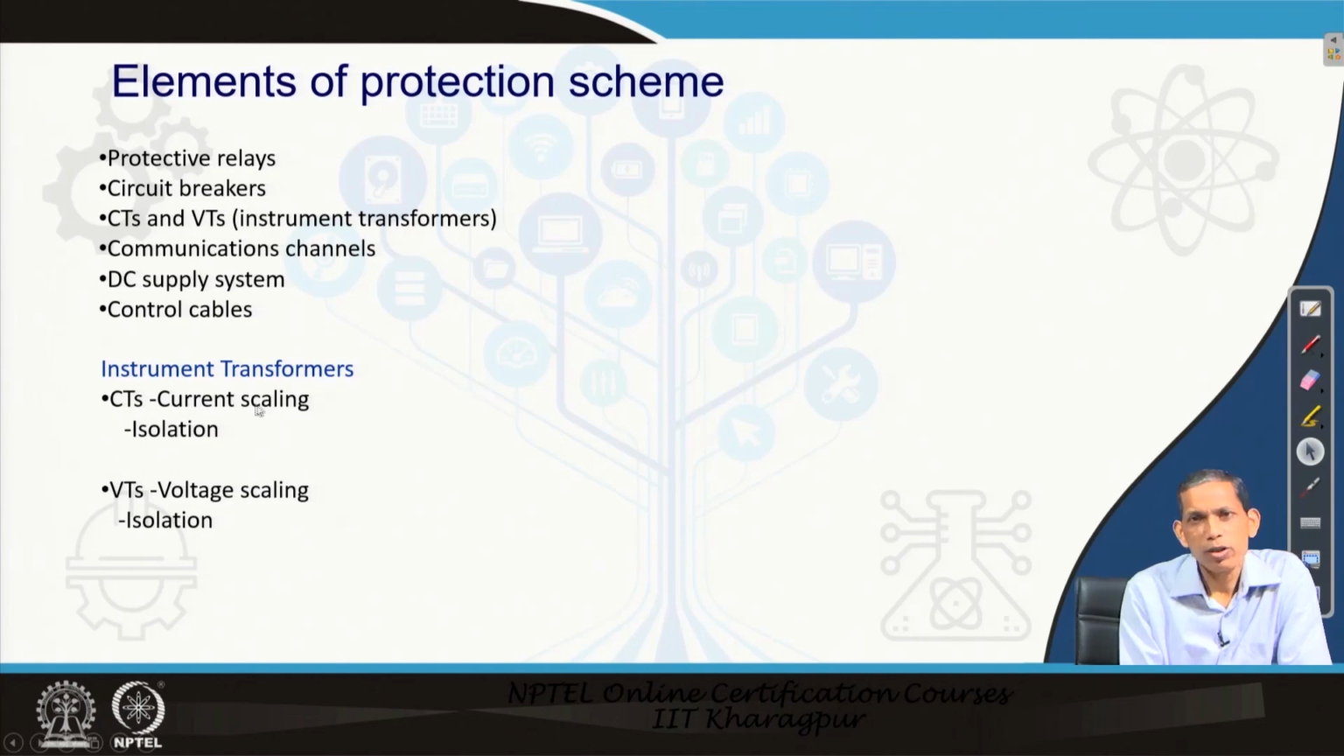The instrument transformers or the sensors, basically we have two types, the current transformers and the voltage transformers. Current transformer scales down the current to a suitable level, because the relay is a small signal device, to make it more cost effective, and this provides a magnetic isolation from the high voltage system. Voltage transformer, similar to that, scales down the voltage to a lower voltage level compatible with the relay, and also a galvanic isolation is provided by this VT from the high voltage system.